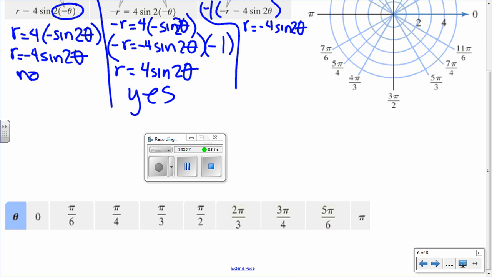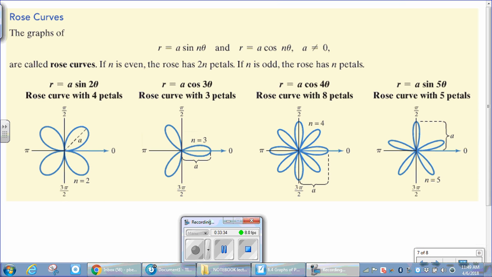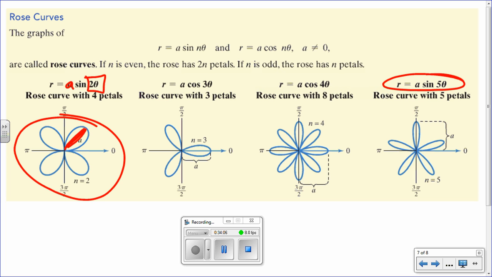Okay, so to finish this quickly, this is the relationship. So we graph something like this one, right? The length of the petal is determined by this constant. Now, the fact that it has 2 theta makes it have 4 petals. Go back to your graph and put a 5 there instead of a 2. It's going to look like that.